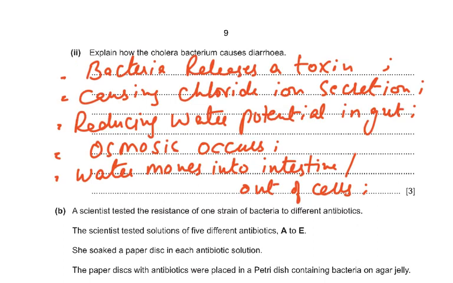So the bacteria releases a toxin causing chloride ion secretion, reducing the water potential in the gut. Osmosis occurs, water moves into the intestine and out of the cells. And this, of course, then causes diarrhea and dehydration.